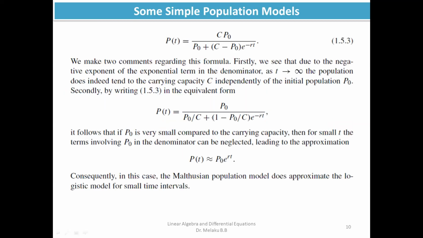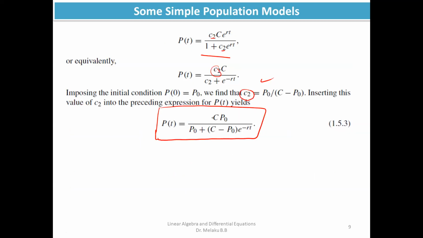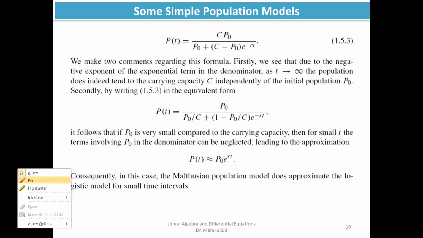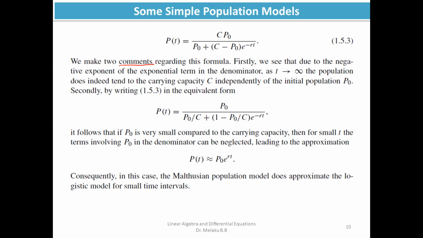So this is good. This is the solution. And here we make two comments on this solution. First, we see that due to the negative exponent of the exponential term in the denominator, as t goes to infinity, what do you expect? As t goes to infinity, we know that e to the power of minus rt goes to 0.